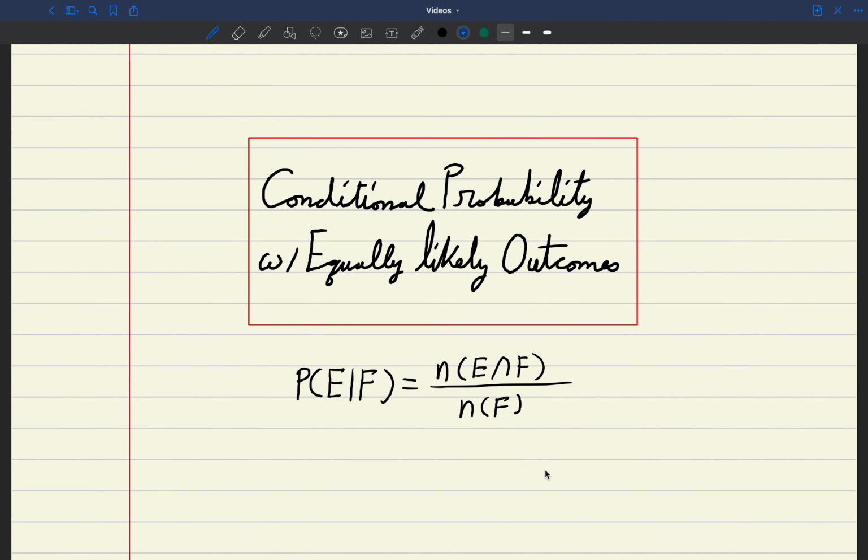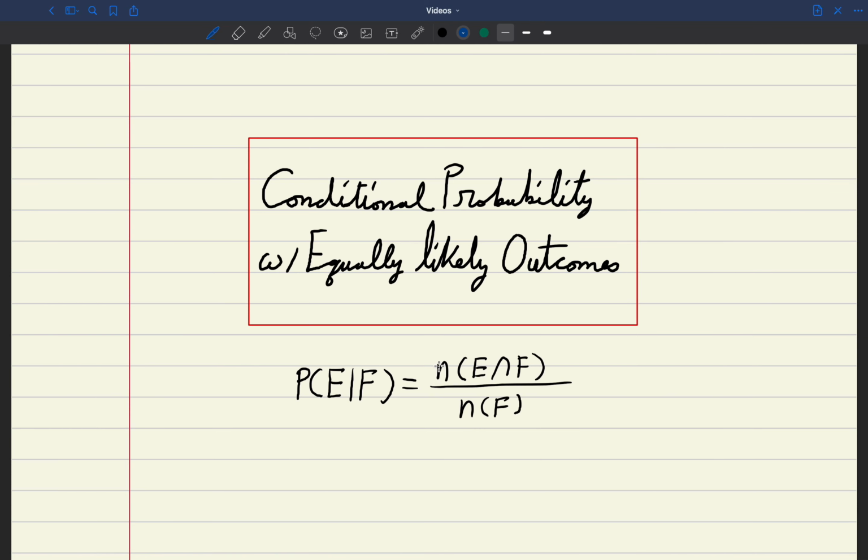Okay, in this video, we're going to talk about conditional probability with equally likely outcomes. Here, we have the formula, which is the probability of event E occurring given that F has occurred. So, in these problems, we're told that F has occurred.